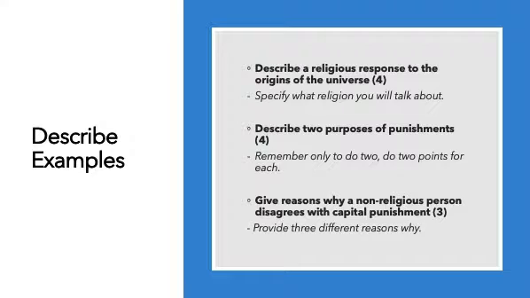An example of describe questions would be describe a religious response to origins of the universe. Make sure you specify your religion. Describe 2 purposes of punishments. Remember, only do 2 because they're the only ones you're going to be awarded for, and make sure you've either got 2 developed points or 2 points per punishment. Give reasons why a non-religious person disagrees with capital punishment. For this question, because it's only 3 marks, make sure you give 3 different reasons why. A marker will be looking for that.